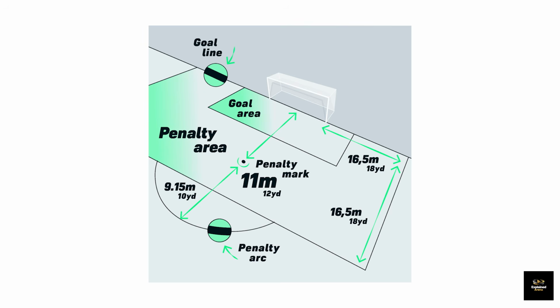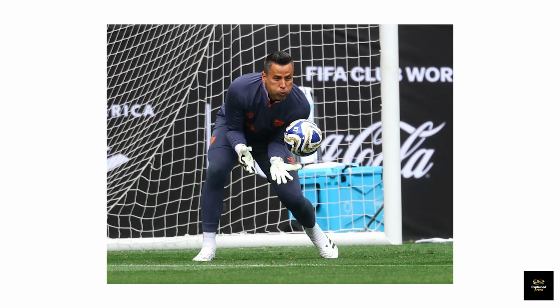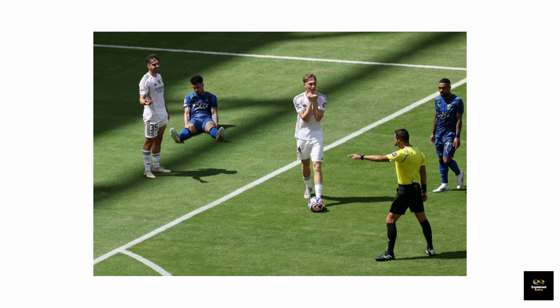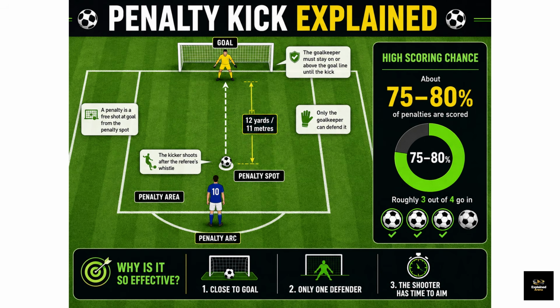called the penalty area. The penalty area is one of the most important parts of the pitch. Not only does it define whether the goalkeeper can use their hands, but fouls committed inside this area result in a penalty kick, which is a one-on-one shot against the goalkeeper from close range and one of the highest probability scoring chances in football.